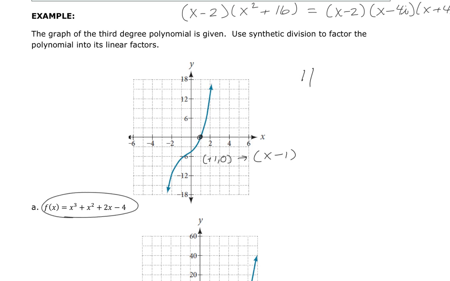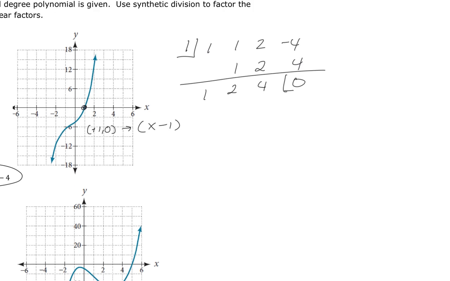So using synthetic division, I use the opposite sign, 1, and the coefficients 1, 1, 2, and -4. 1 drops. 1 multiplied by 1 is 1. Those two add together to give me 2. 1 multiplied by 2 is 2, and that adds here to give me 4. Then 1 multiplied by 4 is 4, and I get 0. Okay. So I'm left with x squared plus 2x plus 4 multiplied by x minus 1.